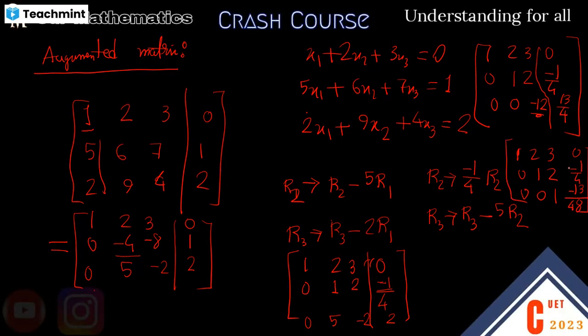Then we'll just convert this into equation form. First we made the first element 1, then made the elements below it 0, then the next row's first non-zero element 1, then 0 below it, and continuing like this, finally we got 1 2 3 0, 0 1 2 minus 1 by 4, 0 0 1 minus 13 by 48. Then we will change this into equation form.